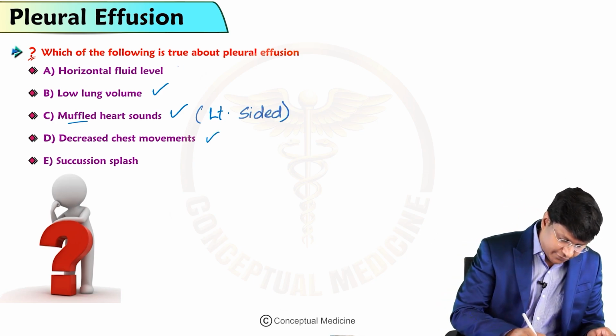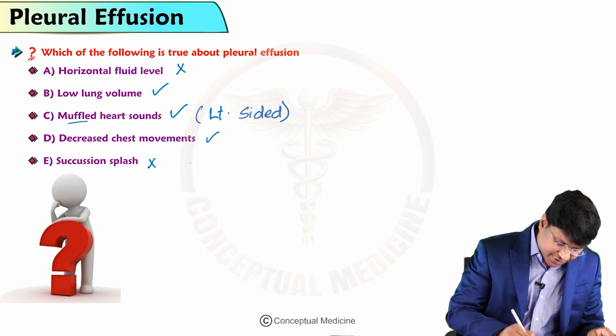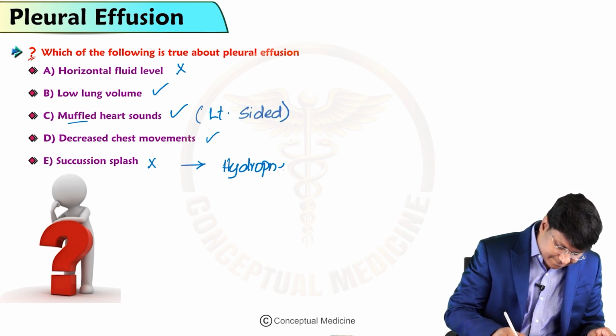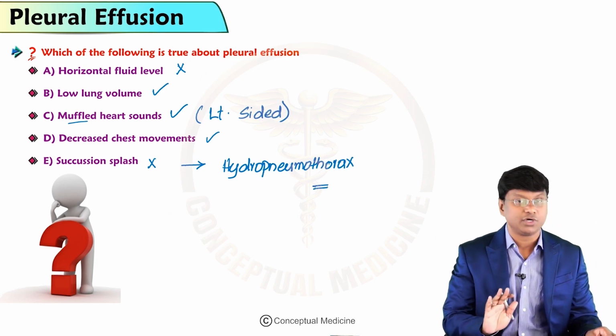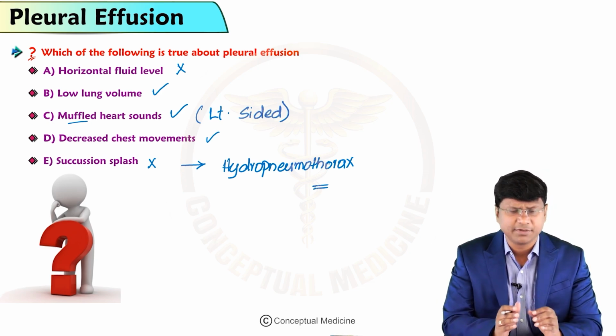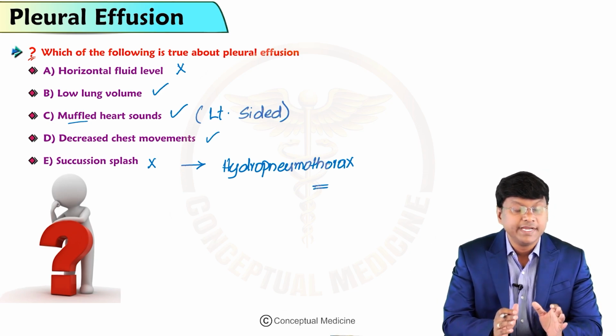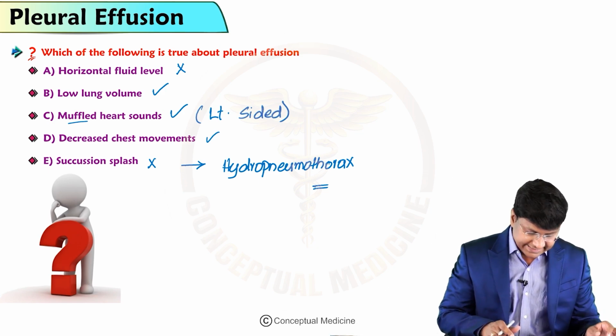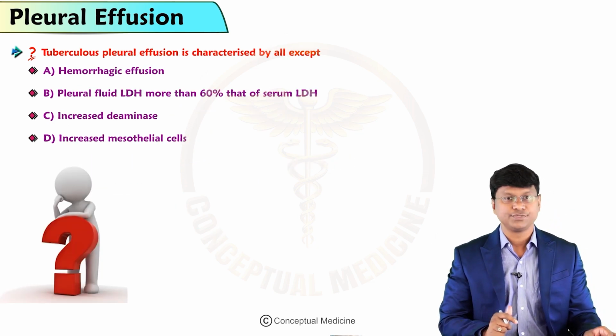But horizontal fluid level as well as succussion splash, both of them are features of hydropneumothorax. See, hydropneumothorax and pleural effusion are different clinical entities. Both are not the same. Okay. Next, having discussed this, let me discuss some of the very important etiologies for pleural effusion, that is the tuberculous pleural effusion.